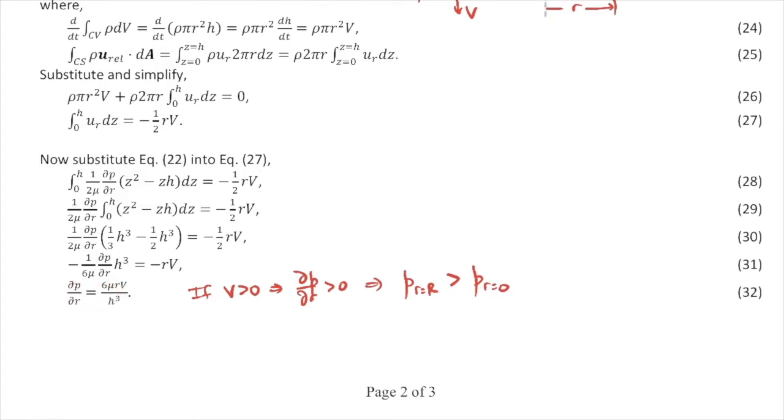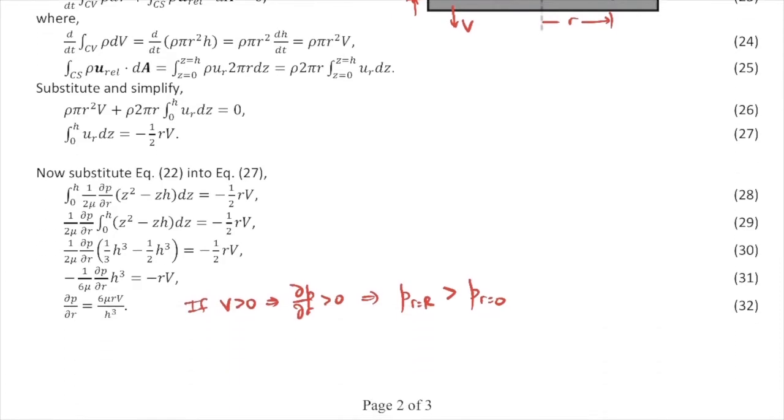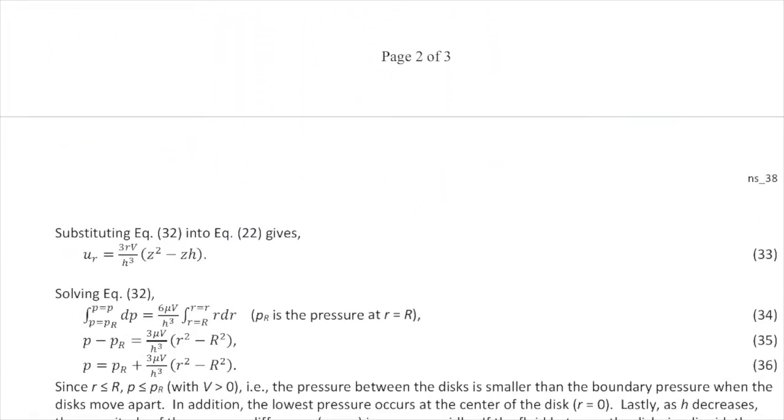We can substitute that back in right up here. So let's go ahead and do that. And this is what happens when you do that. So this is what our radial velocity term will look like. So you can see here's the parabolic kind of expression, and you can see again it's very sensitive to the gap height.